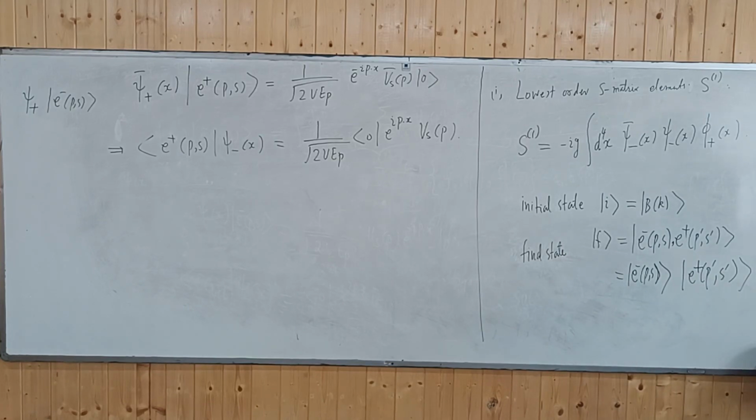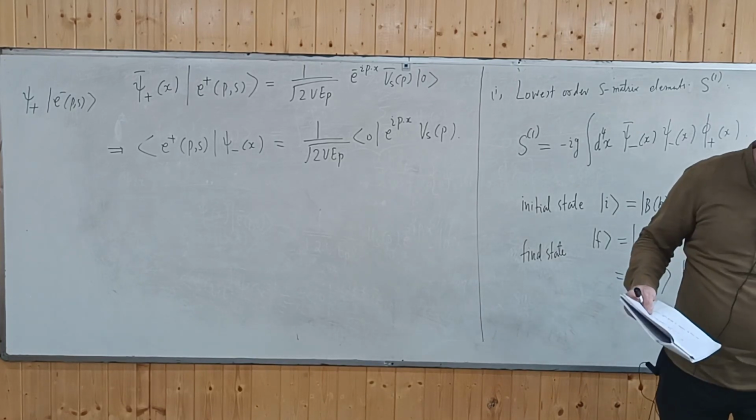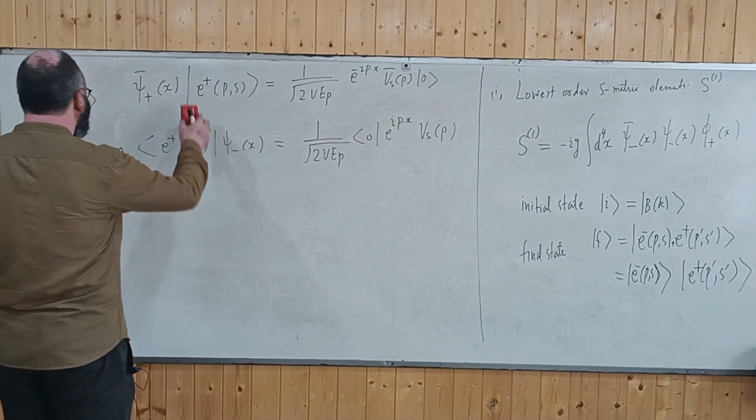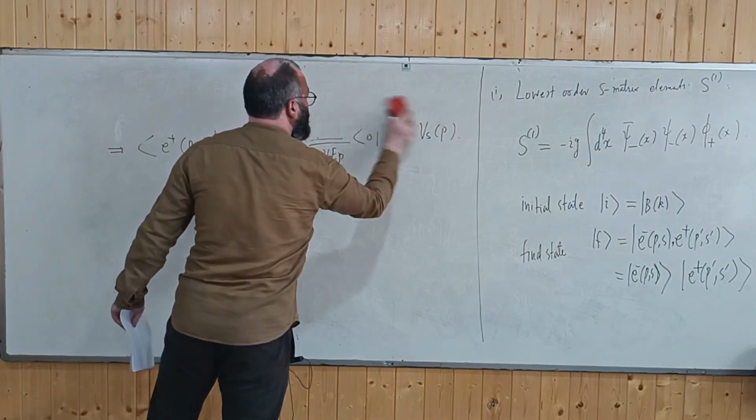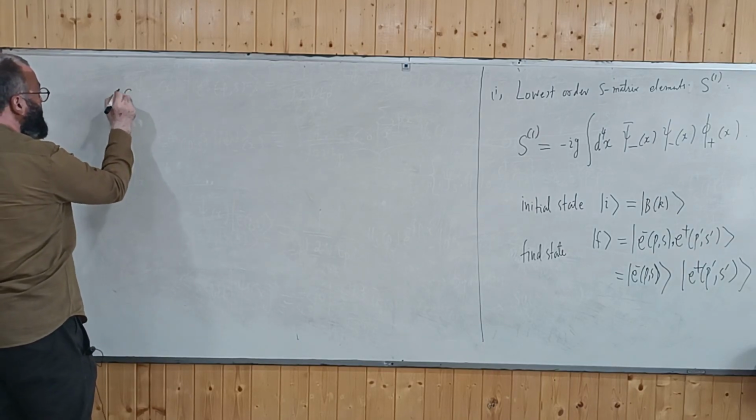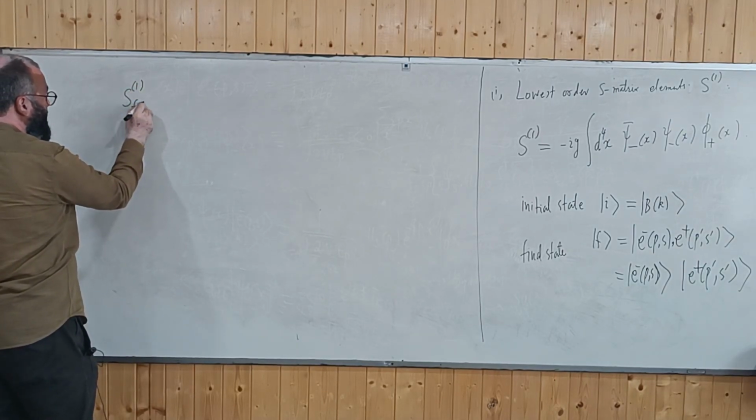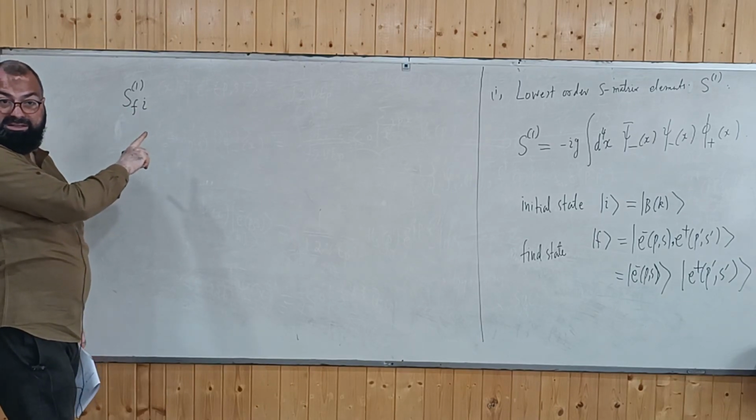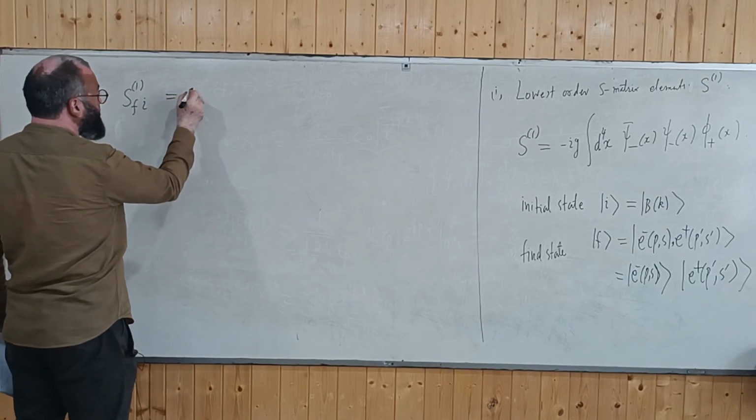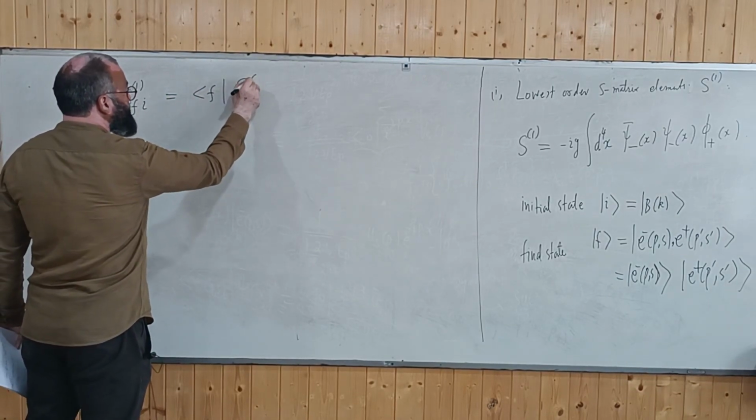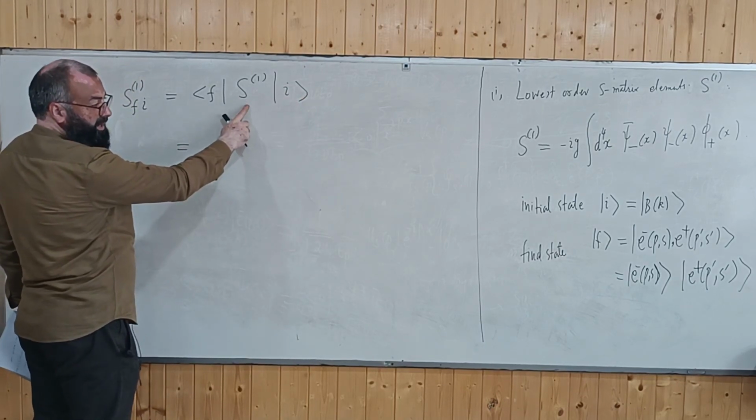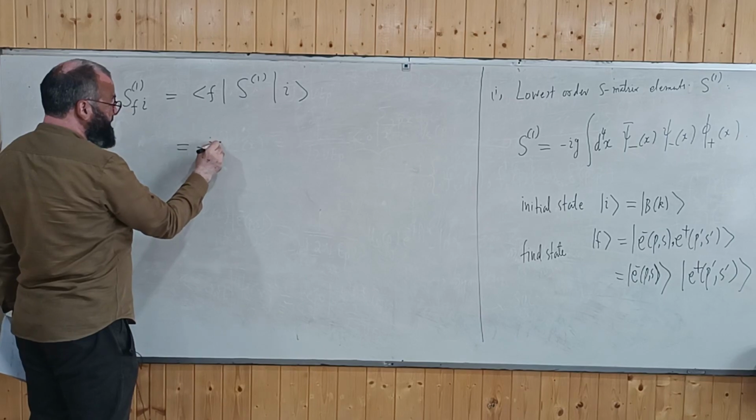So now what do I have to calculate? I need to calculate this S1, the matrix element of this first order correction such that I goes to F. So it is F, S1, I. Now tell me, what is our S1? It is i times g.